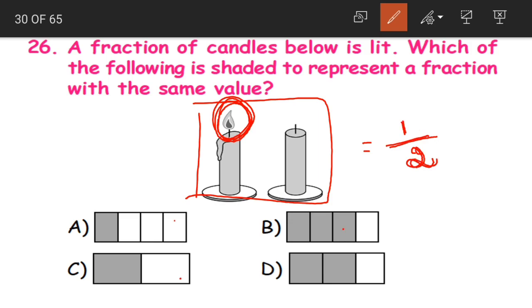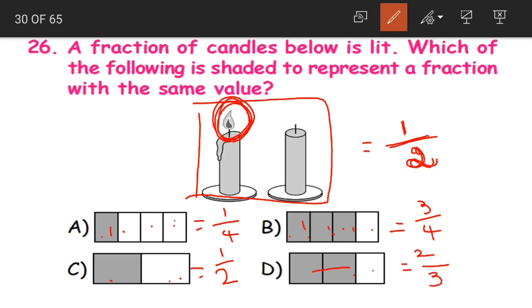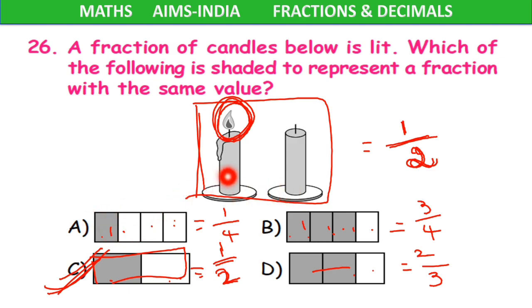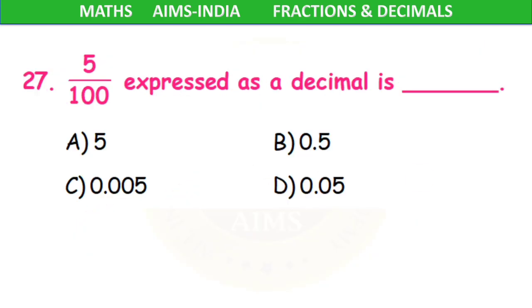Now let us check out the given options. Option A represents 1 shaded part out of 4. So 1/4. Option B represents 3 shaded parts out of 4. So 3/4. Option C represents 1/2. Option D represents 2 out of 3. Now which is the same as the given figure? Option C. Yes, even option C also represents 1/2 fraction. So that is why option C becomes our correct answer.